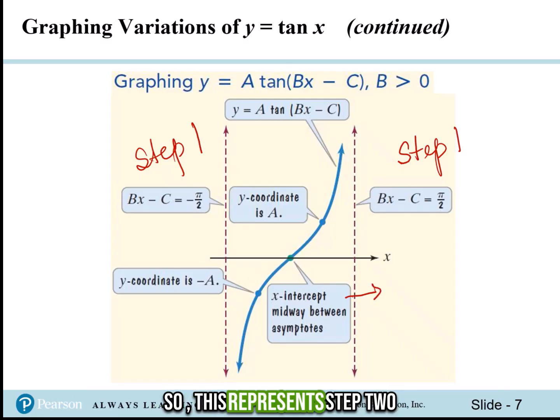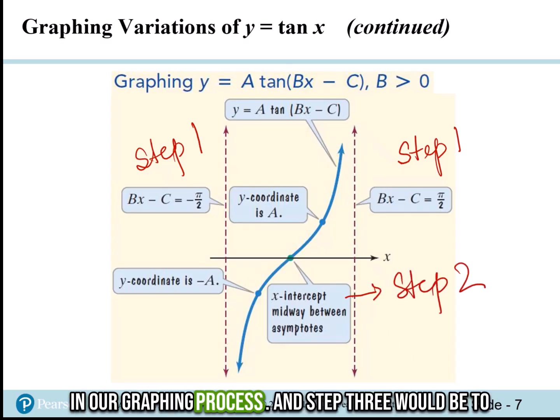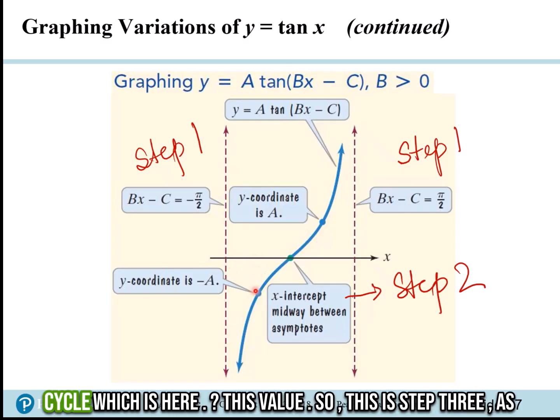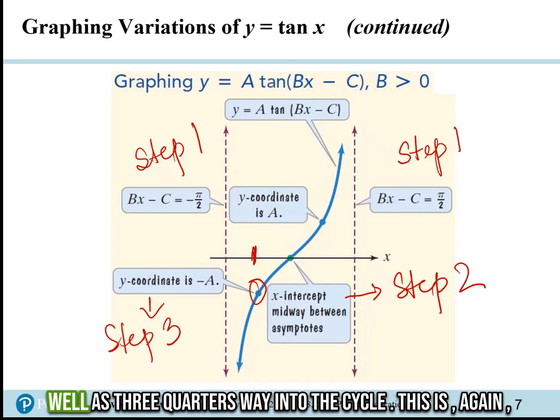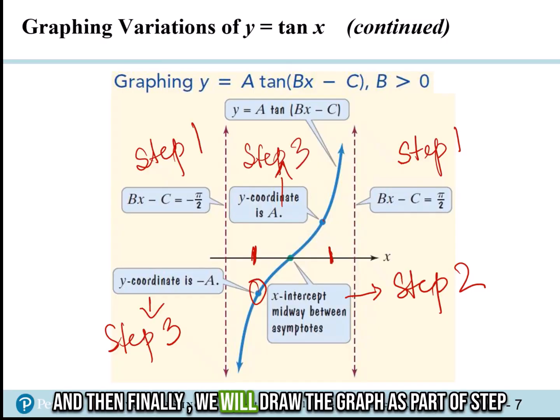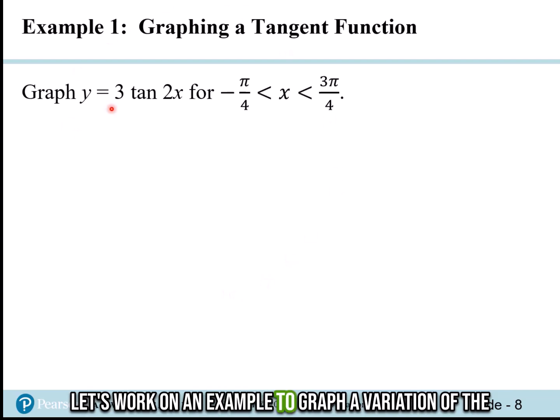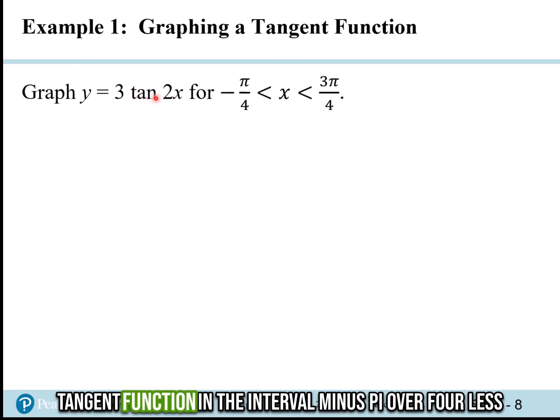So this represents step 2 in our graphing process, and step 3 would be to determine the y coordinates 1/4 way into the cycle, which is here, this value. So this is step 3, as well as 3/4 way into the cycle. This is again step 3. And then finally we will draw the graph as part of step 4 using the right shape of the expected tangent function.